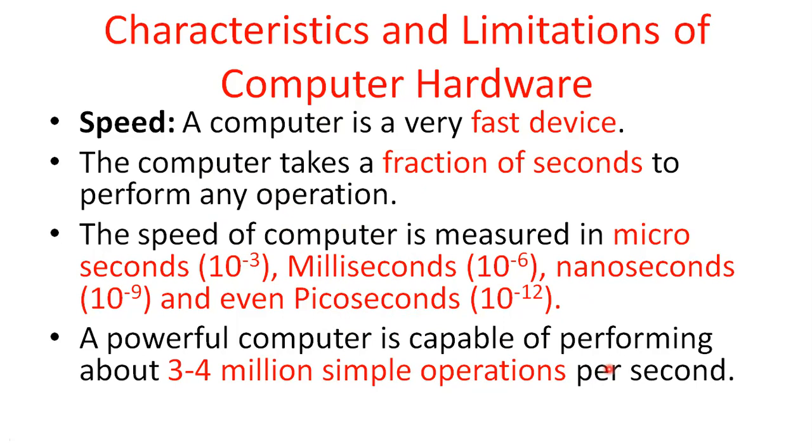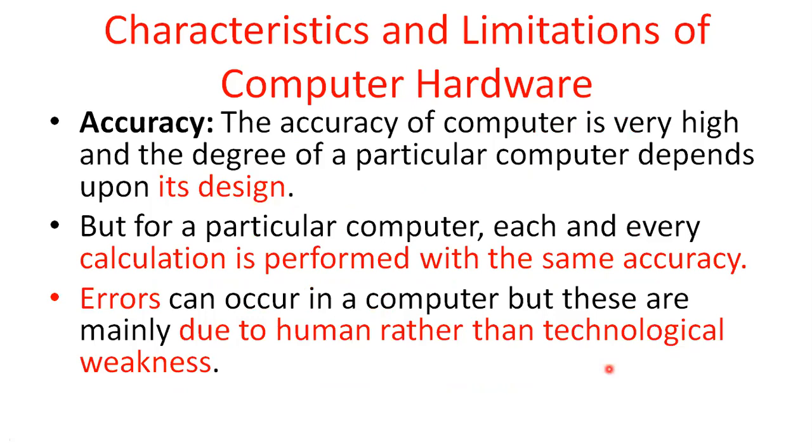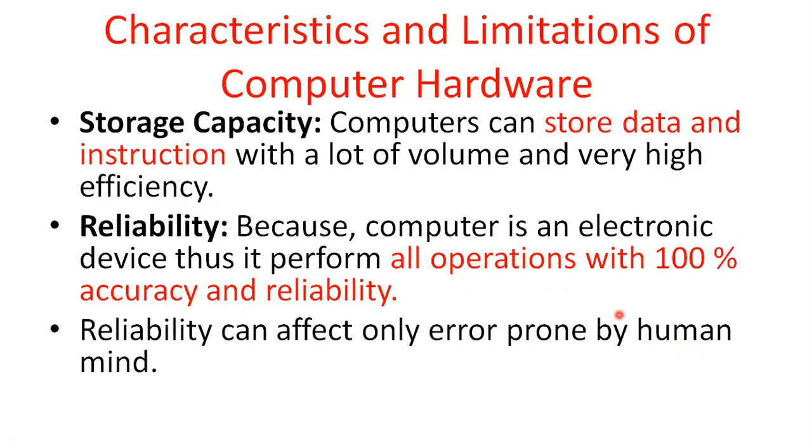This is the speed of the computer, and then the accuracy of the computer. The accuracy of the computer is very high, and the degree of accuracy of a particular computer depends upon its design. In a particular computer, each and every calculation is performed with the same accuracy. In this case, how can you get errors? Due to human rather than technological weakness. That is the accuracy of the computer.